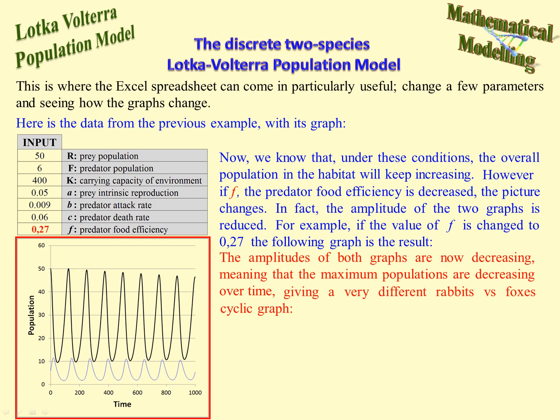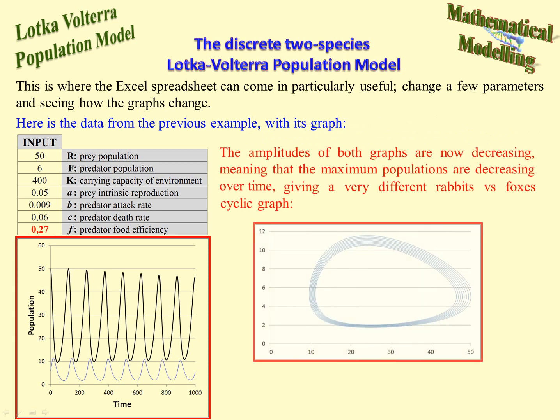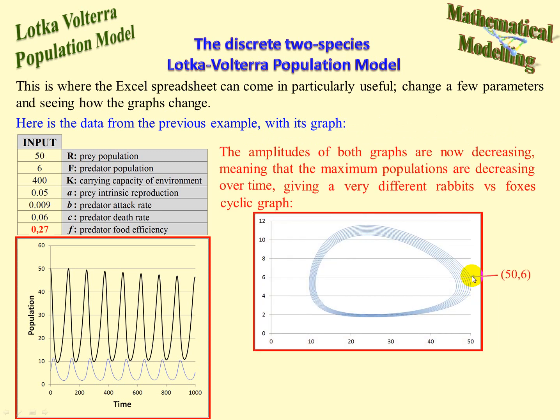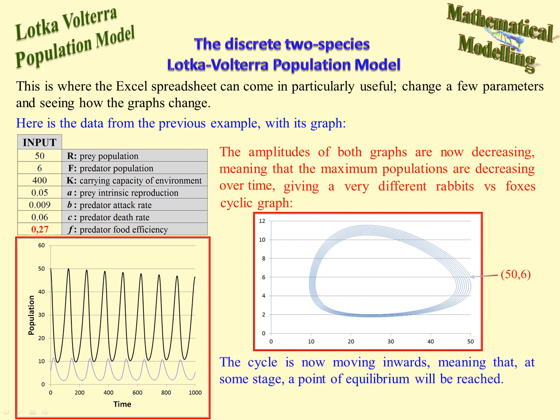Now, very different rabbits versus foxes cycle graph. Let's have a look at those round cycle graphs with this information. Notice there, now look at the starting point there. Similar graph, but look where we've ended up. We're going inward instead of outward. Now, if you look at this, we say, well, where's it going to end? Surely at some stage it's going to end. Yes, it will. It's moving inwards, and at some stage a point of equilibrium will be reached.